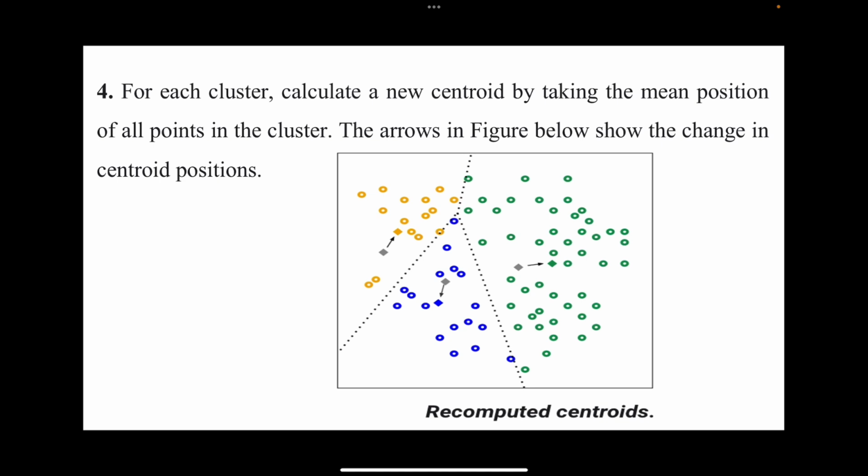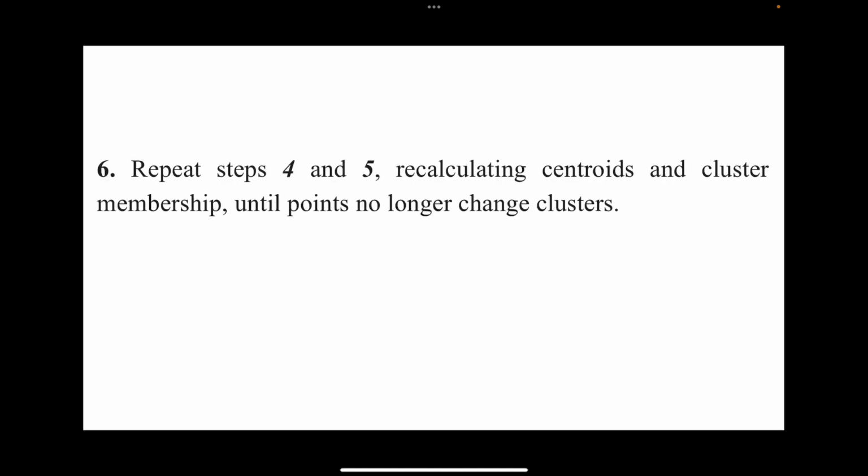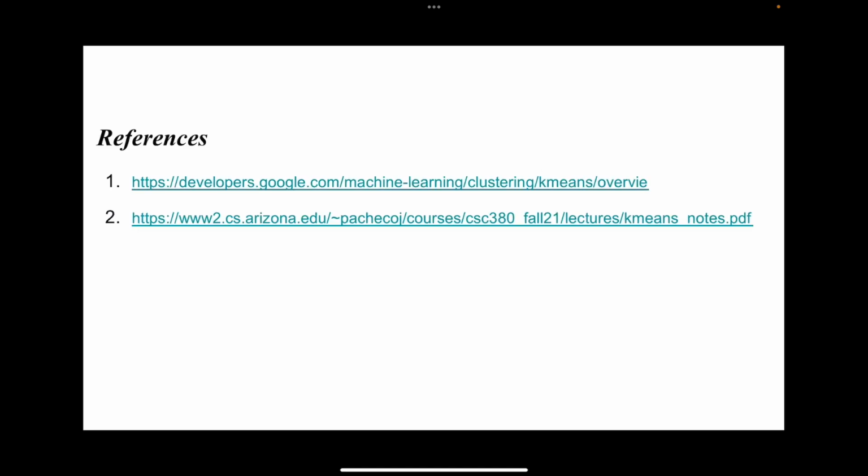Here we can see that the arrow shows the new cluster centroid. In the next step, for the newly chosen centroids, we reassign the points to the new centroids. In the last step, we repeat steps 4 and 5, that is, recalculating centroids and cluster membership, until points no longer change their cluster. So here are the references.